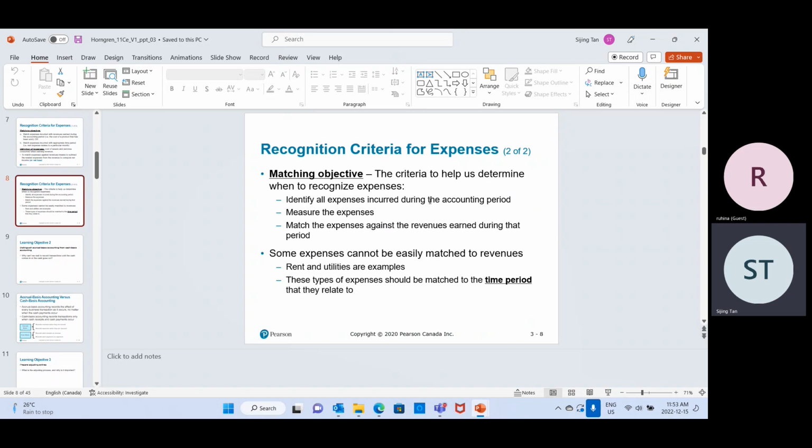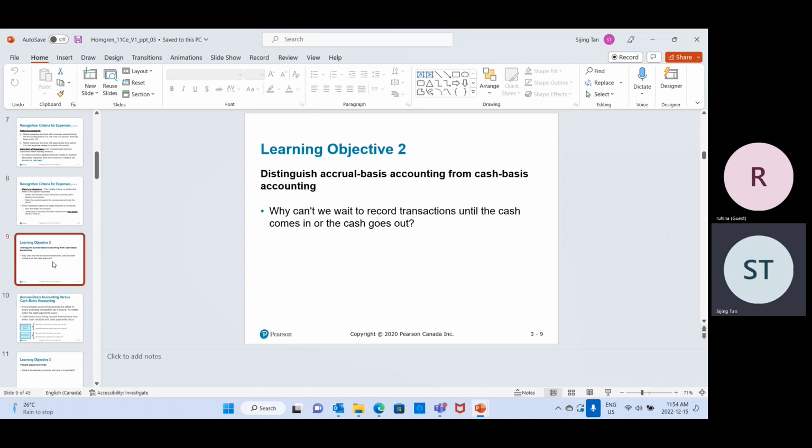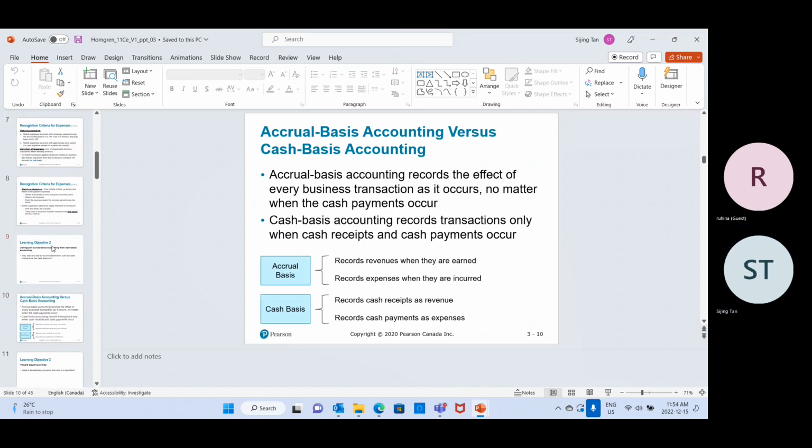And then the matching objective measures expenses, and expenses are always matched against the revenue earned. Okay, so keep that in mind. Whenever there's revenue recognized, there are also going to be expenses that should be recognized during the same period. Some expenses cannot be easily matched to revenue, like rent or utilities. It's very hard to recognize utilities according to the revenue. So those types of expenses, we simply match to the time period. So we're going to take a look at examples together.